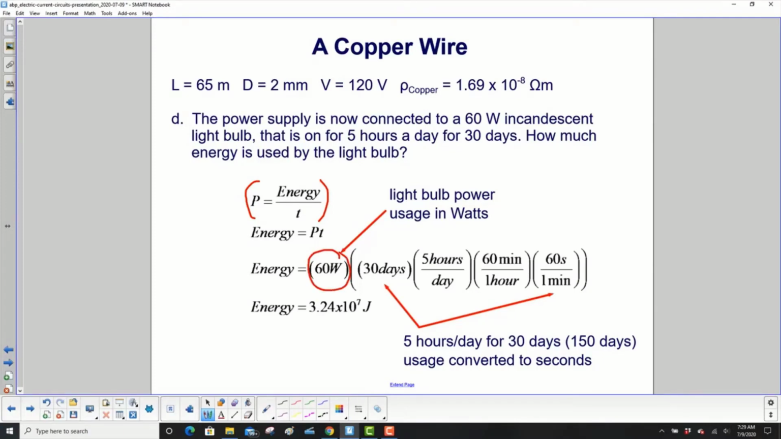And then we have to do some unit conversion. It's on for 30 days. We never use days as units. Well, we might, but we probably should convert them to seconds, which is what we're going to do now. It's then on for 5 hours a day, not 24 hours a day. So right away we're crossing out days here. Then we'd like to get over to seconds. 1 hour is 60 minutes, so that cancels out hour. And then finally we have 60 seconds in a minute. We can now multiply everything through and we get a total energy usage over the 30 days of 3.24 times 10 to the 7th joules.